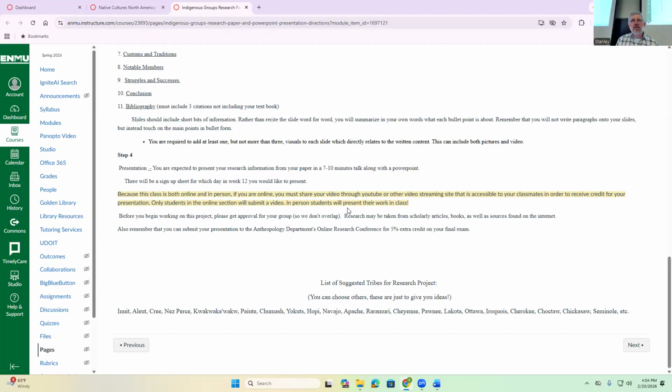And when you do this, you should be showing your PowerPoint with your voice talking over it. You can have your picture in the corner, or you can just talk over your slides if you prefer. Online students will submit online for the video. In-person students, you have to do it in class to get full credit.